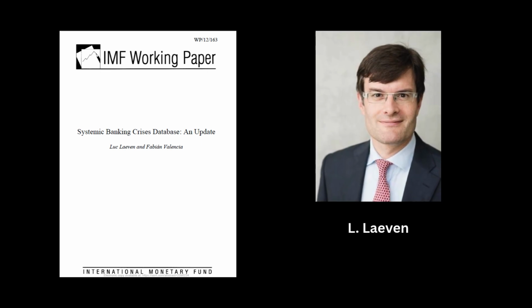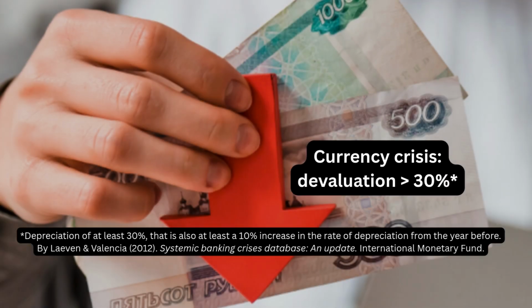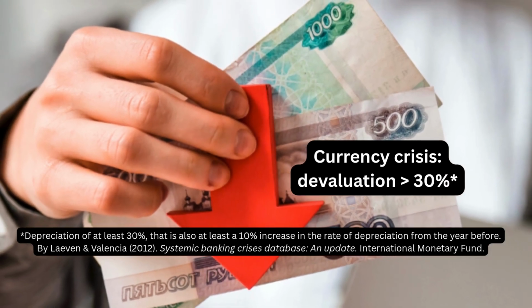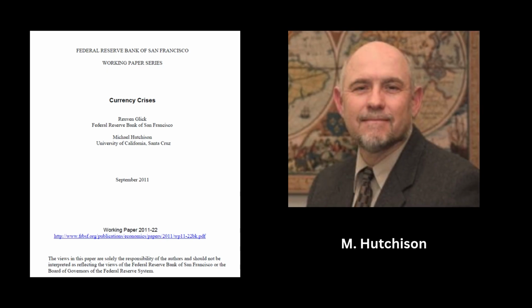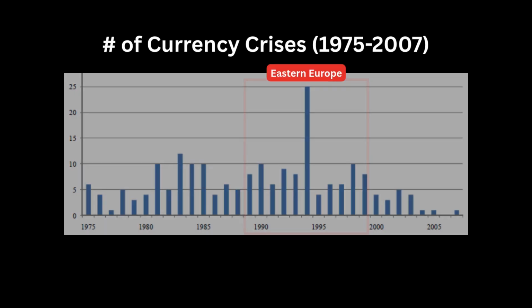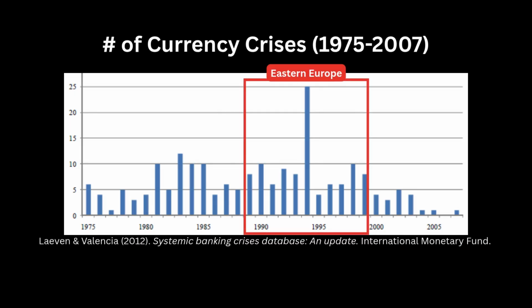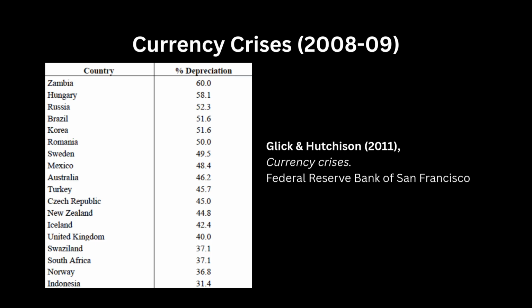As noted, Levin and Valencia identified 201 currency crises from 1975 to 2007. They define a currency crisis as a nominal currency depreciation of at least 30%. Glick and Hutchison show that currency crises tend to clump. Note the surge of currency crises in the 1980s, with many cases in Latin America following its sovereign debt crisis, and in the 1990s, with many cases in Eastern Europe in the aftermath of the Soviet collapse. And then, of course, came the 2008 global financial crisis, causing a wave of currency crises worldwide.